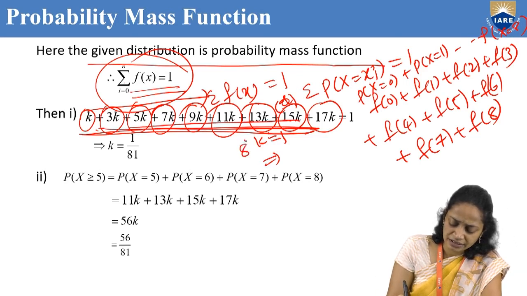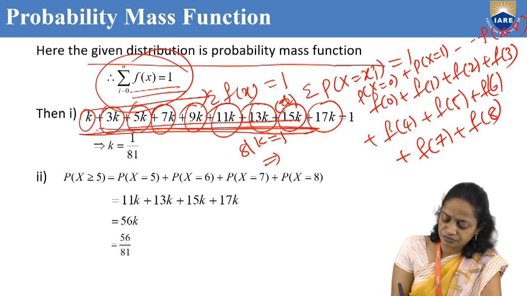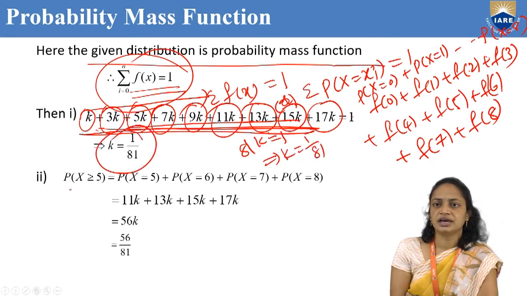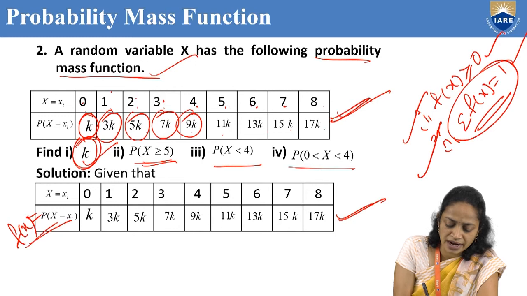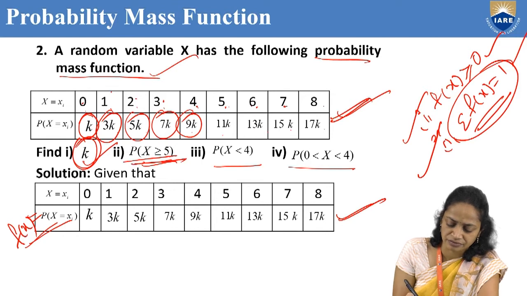We will get 81k, which is equal to 1. So from this we get k equal to 1/81. So the answer is k equal to 1/81. Like that, we need to find the probability of x greater than or equal to 5.